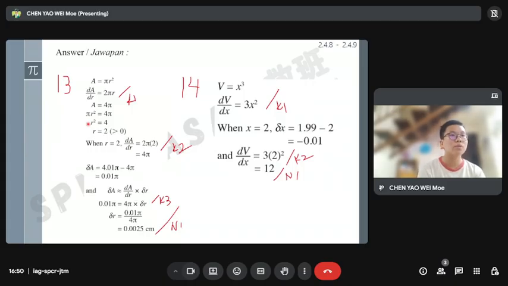When r equals 2, you can find dA over dr is 4 pi. Because this time I already have delta A, I just do it like this to find delta r. Substitute the values inside, then you get the answer delta r equals 0.0025 cm.